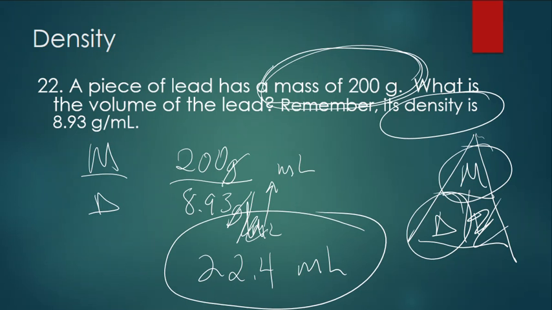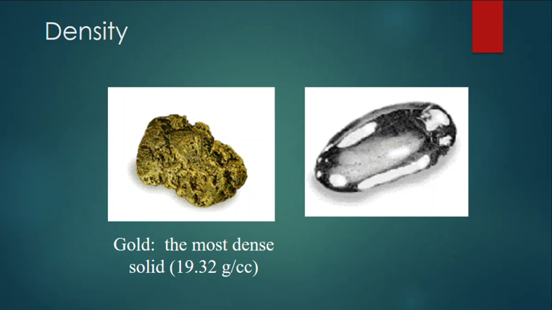Good job. There are just 3 kinds of questions here, gang. Can you do them now? We'll hope. We'll hope. All right. So, density. The most dense solid element is gold. The most dense liquid element is mercury, by the way.